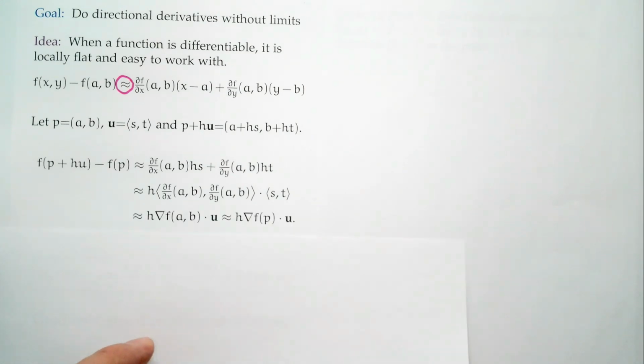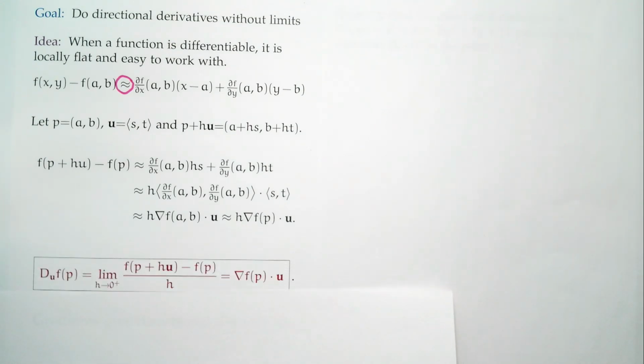Which means we get h times our gradient at our point dotted with u. Now we're ready to go. So, remember what happens when we're taking our directional derivative. Well, we're taking the limit as h goes to 0 from above, f of p plus hu minus f of p all over h. Well, if I divide both sides by h, I see that f of p plus hu minus f of p is approximately the gradient of f of p dot u. But remember, the approximation gets better the closer we get. And as h goes to 0, we're getting closer, so that our approximation becomes equality.